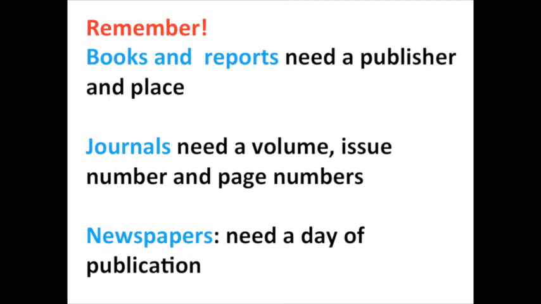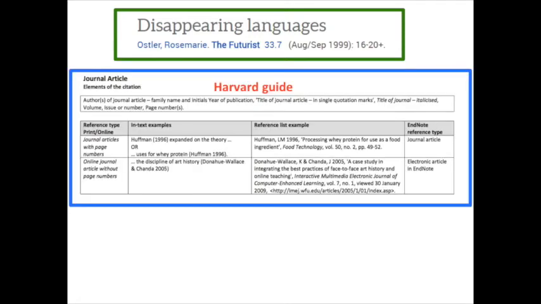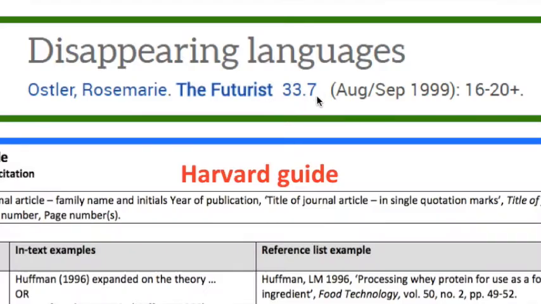Please remember, books and reports need a publisher and a place. Journals need a volume, issue number, and page number. Newspapers need the day of publication. So this source came from ProQuest. And I've got my Harvard referencing guide. I'm going to check how I should reference. And I've got my reference. So Osler, 1999, and I've got my title and my journal and my volume and my issue number. So here I'll just point out this 33.7 means volume and number. This is the date and this is the page numbers.